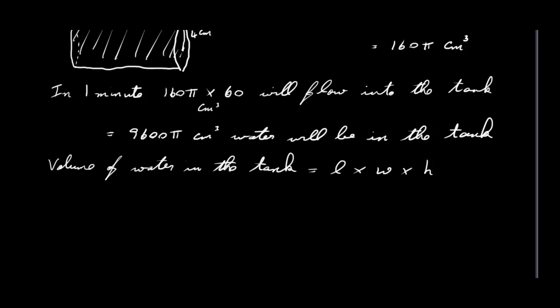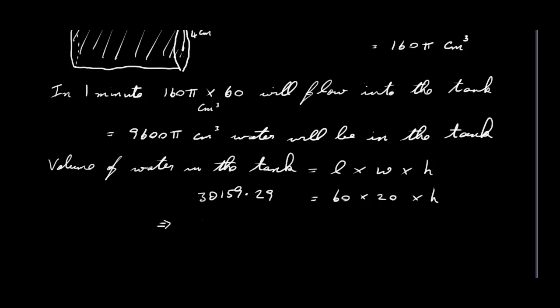I'm actually going to work that out. I'm going to multiply the 9,600 by pi, and round it to 2 decimal places for the moment. So it's 30,159.29 to 2 decimal places, and we want to let that equal length times width times height. Well, we know the length is 60, the width is 20, and the height we don't know. So all we've got to do now is solve this equation for h.